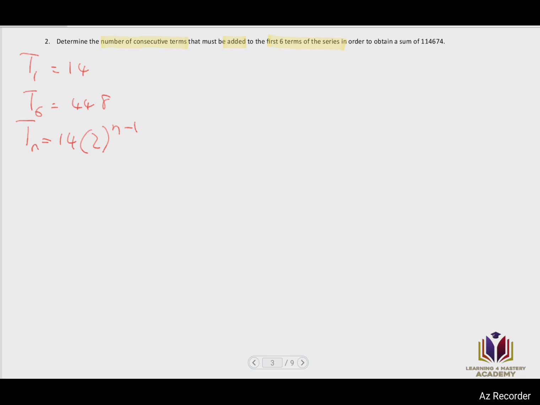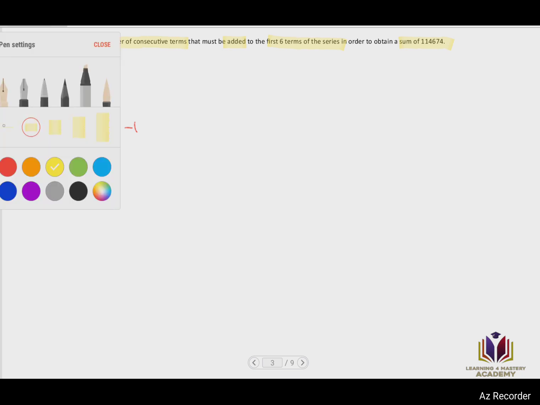Remember, a series means that they're adding the numbers together, right? So the sum of the first 6 terms has been added with the sum of a number of consecutive terms. We don't know how many of them, right? But when we add all of this together, the first 6 terms with this unknown number of consecutive terms, what do we get? We get a sum of 114,674.